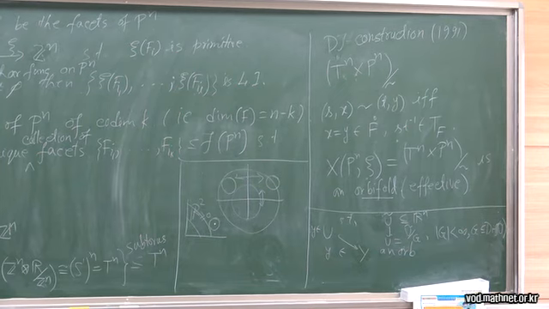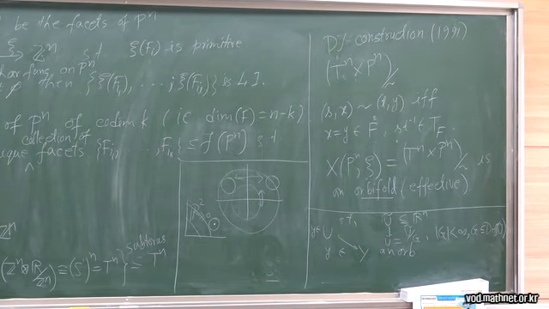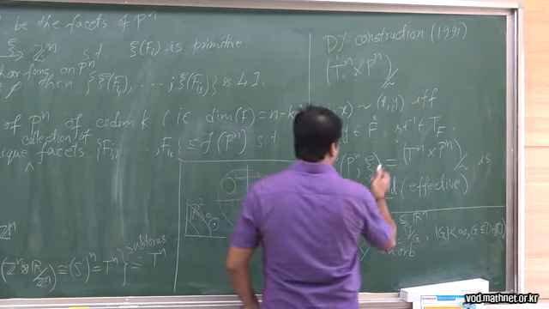So that is good. Okay, so we now have a toric orbifold. This is called a toric orbifold.